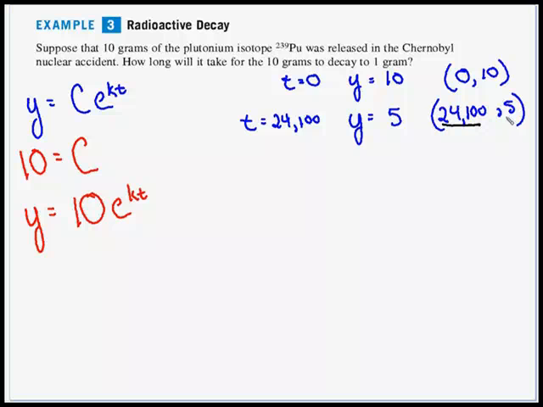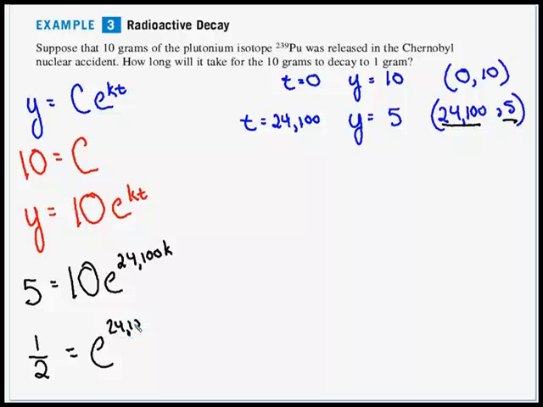At time 24,100, y is equal to 5. So y is equal to 5, and then we have 10 e raised to the 24,100k. So let's see, divide both sides by 10, and over on the left side we're going to get a half equals e raised to the 24,100k power. And then here's where we take the log of both sides.